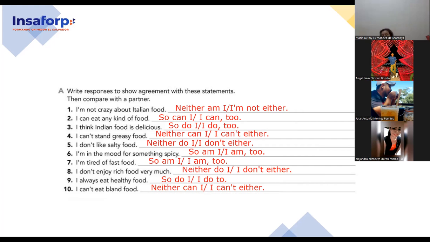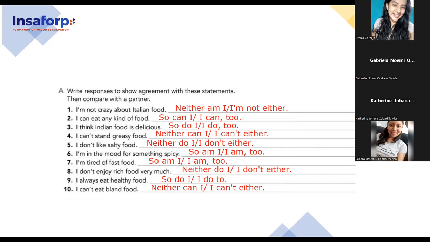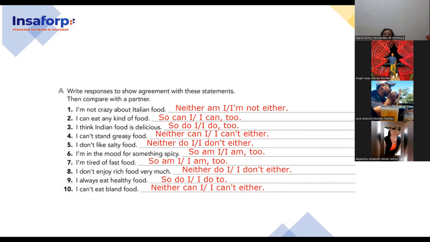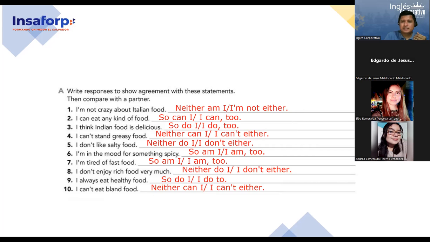To show agreement about something or if you disagree with something. There is one characteristic that your classmates were talking about, and that is something related to identify. Mire, cuando tenemos negative, vamos neither. Como I... yo tampoco. Tampoco puedo. Exacto. Entonces, si usted se fija, la mayoría que llevan negatives van con neither, or either.